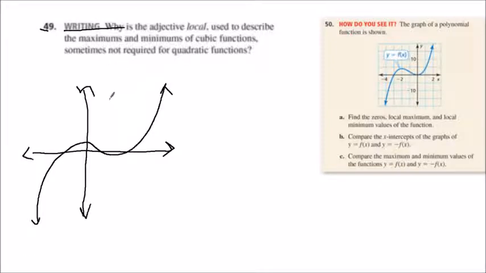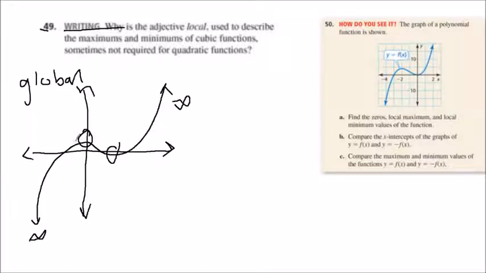What's the maximum and minimum of this cubic function? It's infinite. That's the global maximum. The local maximum is these. These are the local maximums and local minimums. It's not interesting. It really isn't interesting.